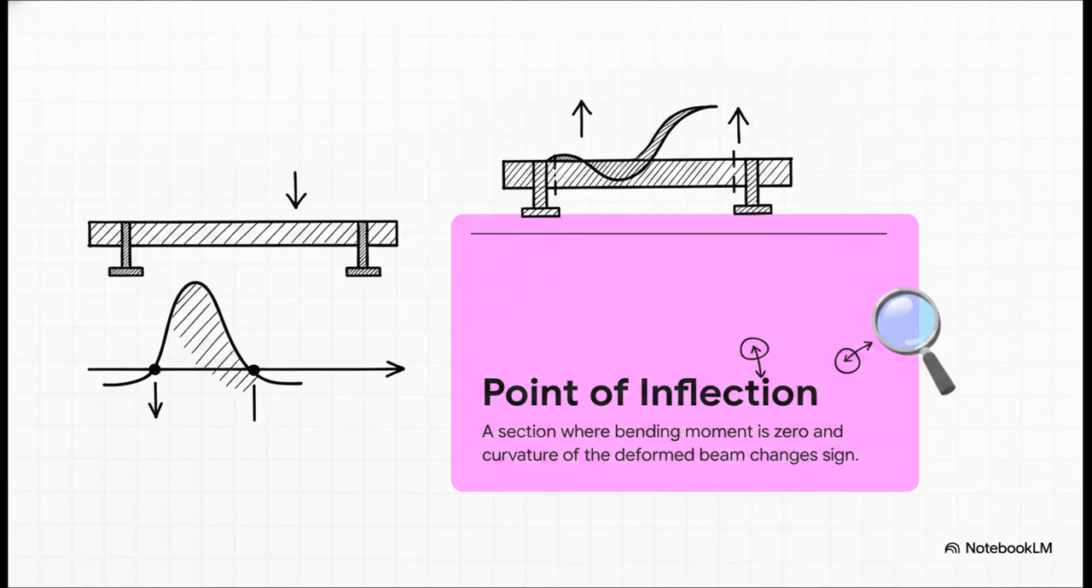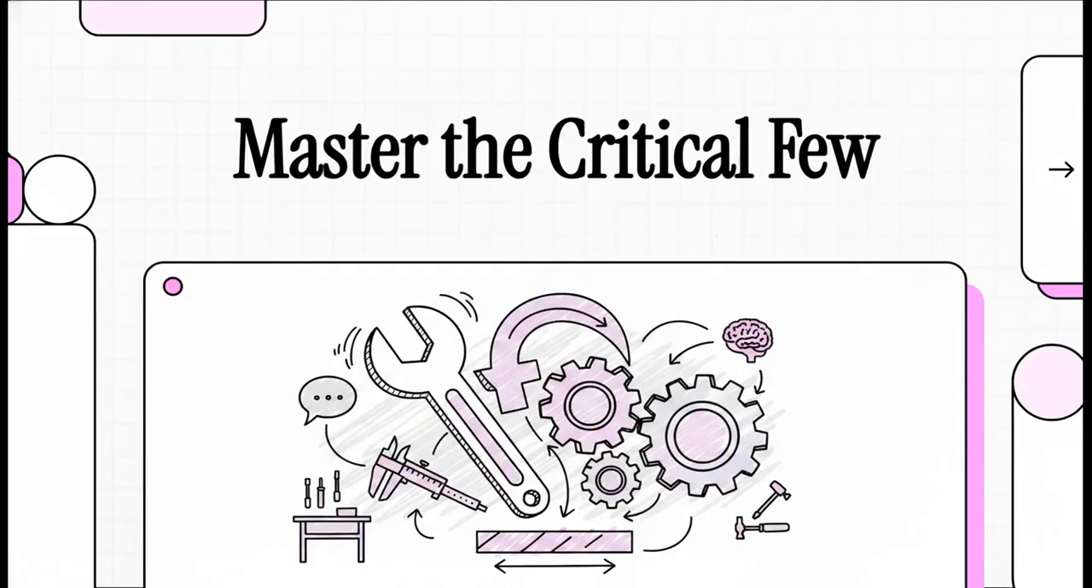Identifying these points is paramount because it dictates exactly where tension and compression swap sides inside the material of your beam. Next time you cross a bridge or stand in a skyscraper, just think about those invisible shears and moments fighting to keep you safe. Remember, design junkies, master the critical few or the trivial many will master you.